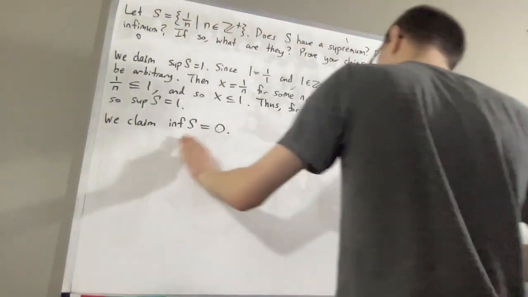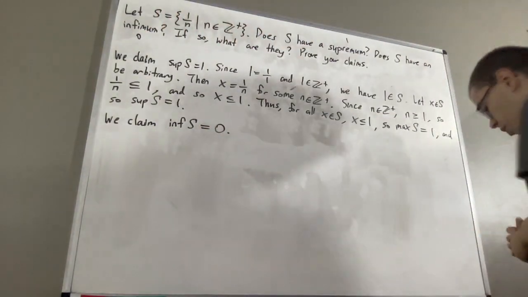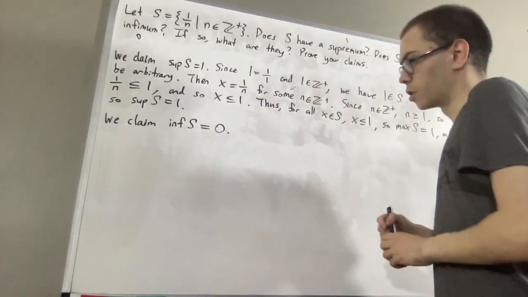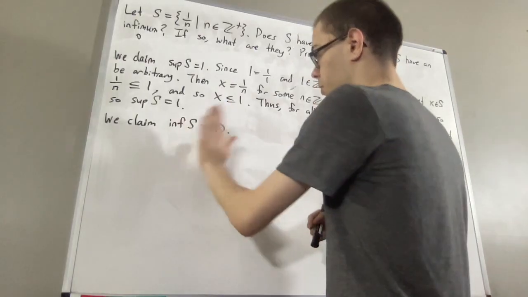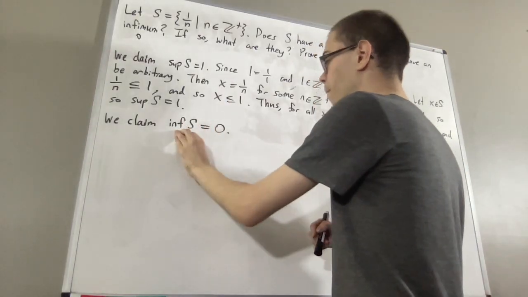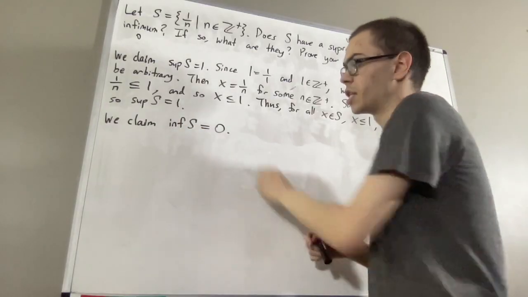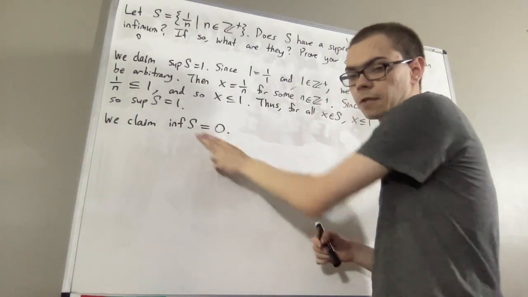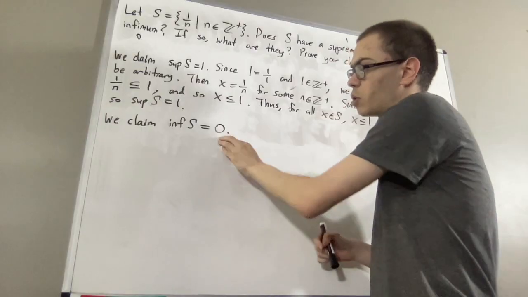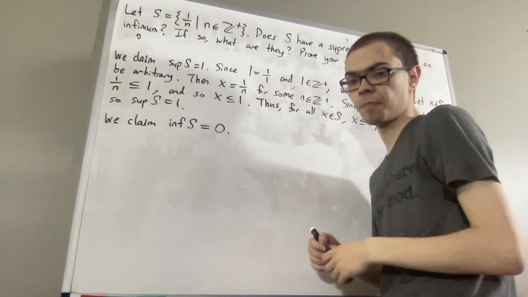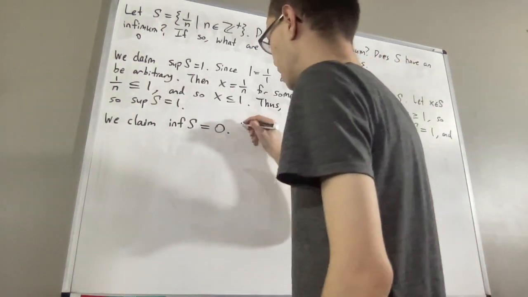Now to prove the infimum of S is equal to 0, we're going to invoke the Archimedean property. So, first off, to show that the infimum of S is equal to 0, by definition of the infimum of a set, we want to show that 0 is a lower bound of S. To show that 0 is a lower bound of S, we want to show for every x in S, x is greater than or equal to 0. So let's give ourselves an arbitrary x in S.